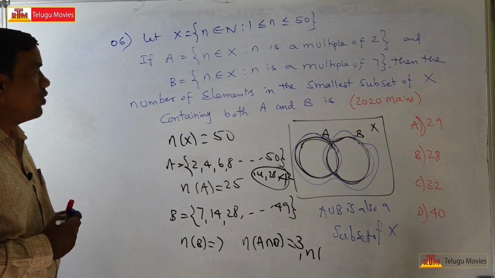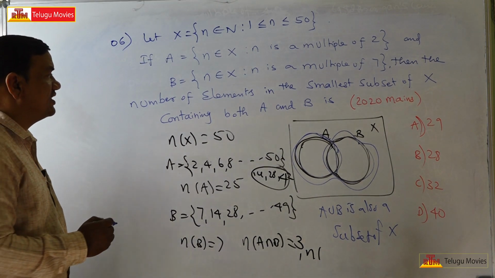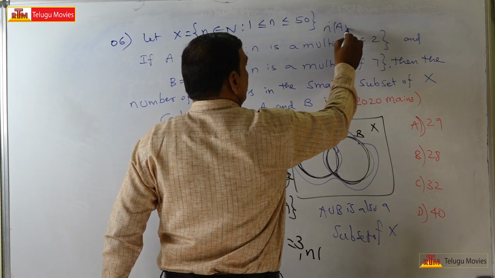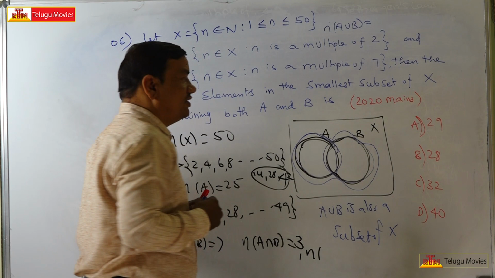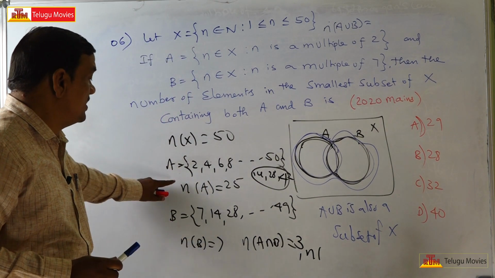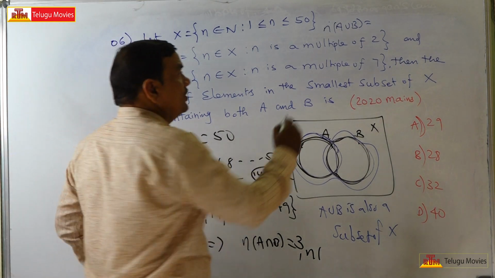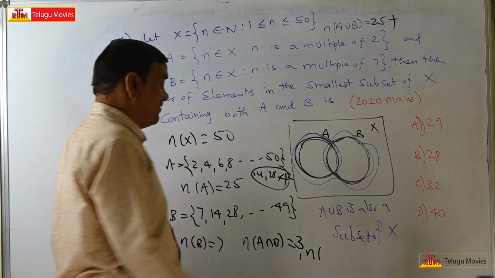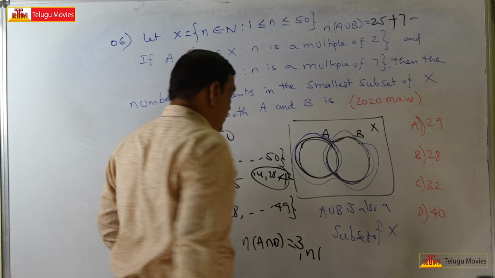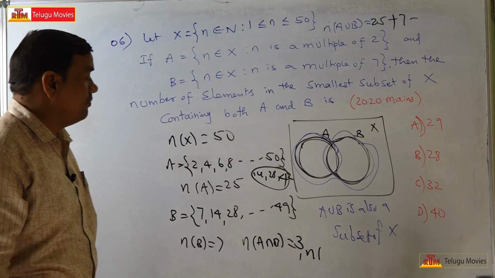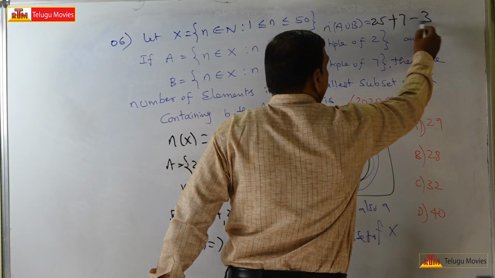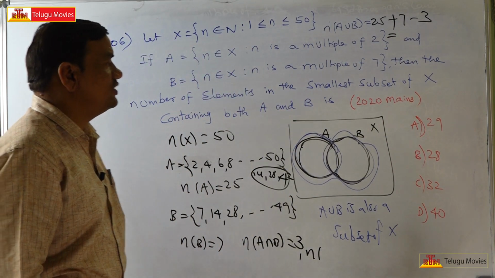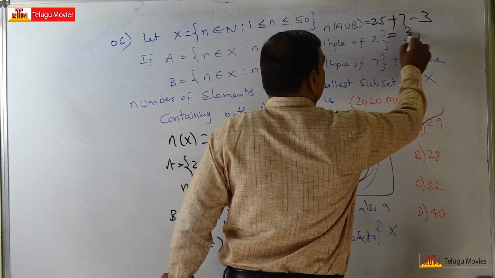Therefore, what is the number of elements in the smallest subset containing A and B? You have to find n of A union B. The number of elements in A is 25. The number of elements in B is 7. The number of elements belonging to both A and B is 3. So if you calculate, 25 plus 7 is 32, 32 minus 3 is 29. So 29 is your answer.